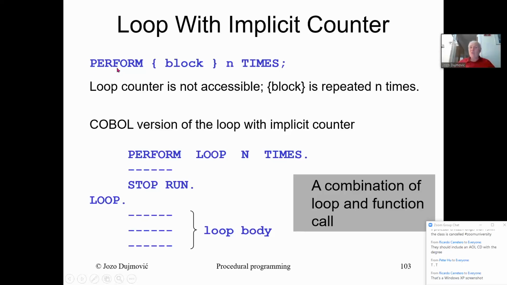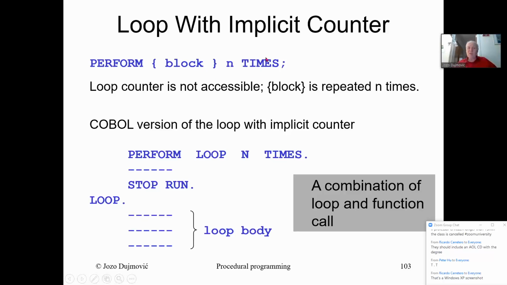So you say perform block 50 times. You don't want to define the counter. You don't want to instantiate the counter. You don't want to increment the counter, and you don't want to test the counter. Somebody else will do that for you. So you perform block n times, and of course, this is the way how to perform block.